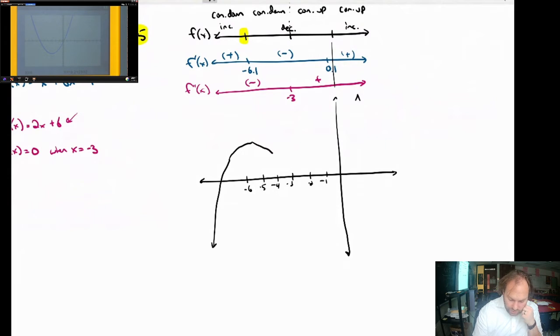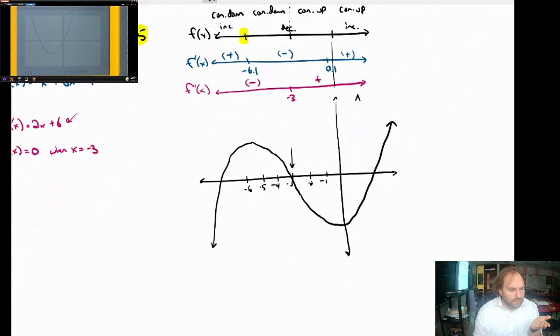Our point of inflection, or our steepest slope, is going to happen at about negative 3, so they're about there. And we have a change in concavity happening right there. It's going to now go to concave up, and it's going to change from decreasing to increasing right around 0, where it will now go like that.